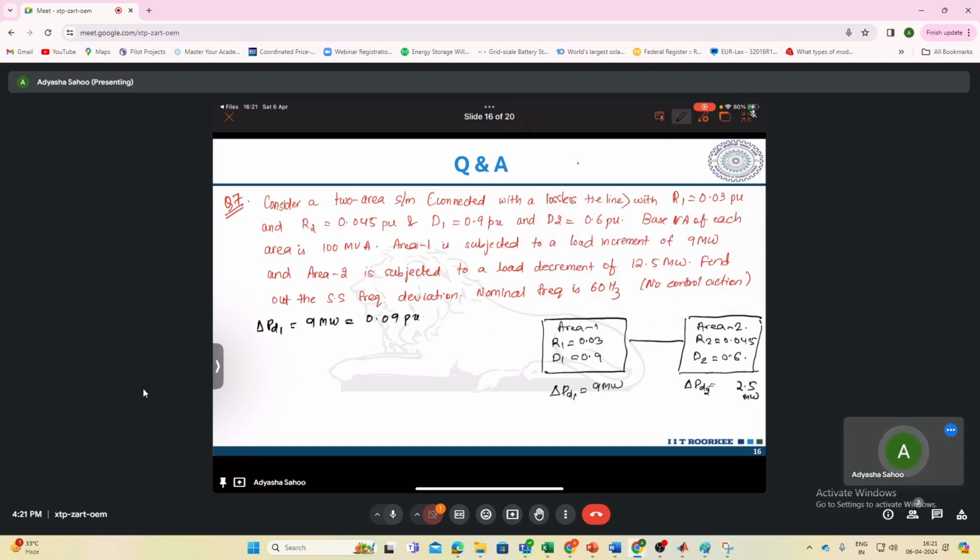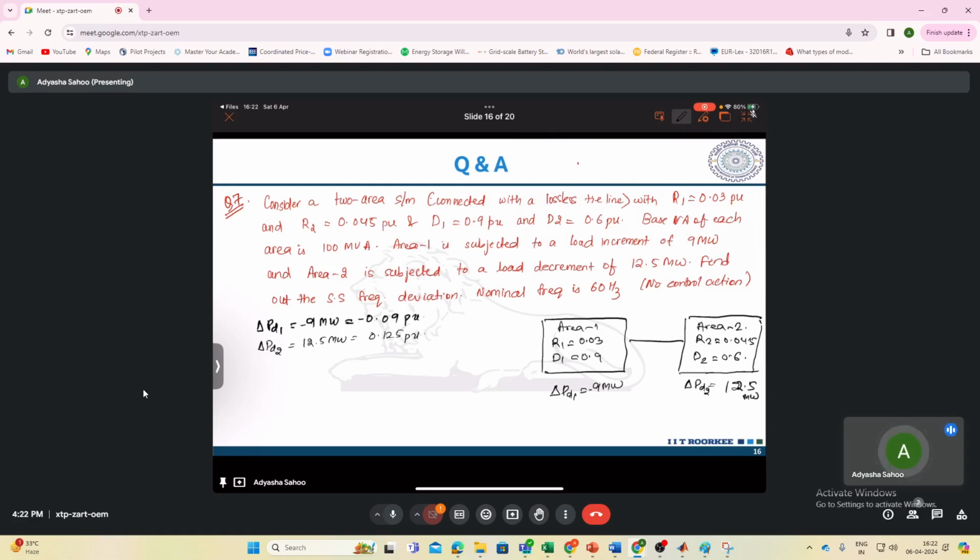So here the increment we take as negative and the decrement is 2.5, minus 9. Generally delta PD2 is 12.5 or 0.125 per unit.